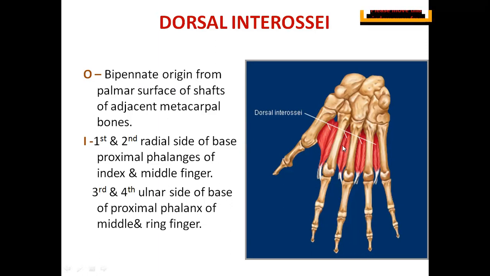Then the second dorsal interossea is coming from the corresponding sides of the second and third metacarpal bones and getting inserted into the base of the proximal phalanx of the middle finger on the lateral side. Third dorsal interossea is coming from the corresponding sides of the shafts of the third and fourth metacarpal bones and getting inserted into the base of the proximal phalanx on the medial side, right? Then the fourth dorsal interossea is coming from the shafts of the fourth and fifth metacarpal bones, bipinnate, and getting inserted into the base of the proximal phalanx of which finger? This is the ring finger, like that.